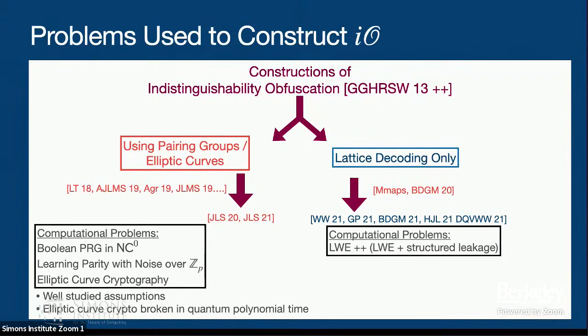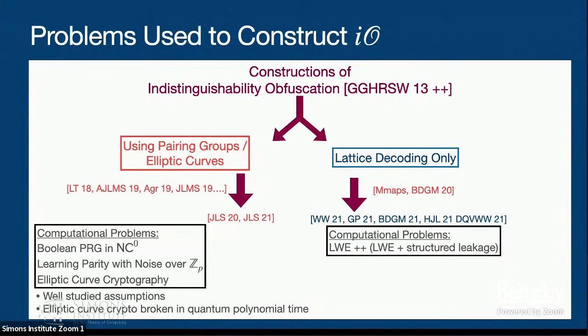On the other hand, there's another kind of direction. What's so nice about it is that it does not rely on any kind of groups at all, and only relies on certain lattice decoding problems. They are new, but they're entirely lattice-based problems. So it's possible that one day we might be able to construct IO which is post-quantum secure, relying entirely on lattices. Now this has also seen a lot of work. The last year or so has been really prolific. There have been five constructions and one work which analyzed some of those proposals.